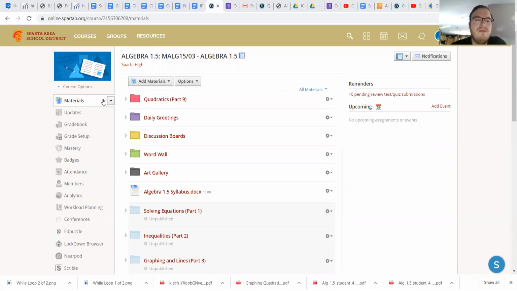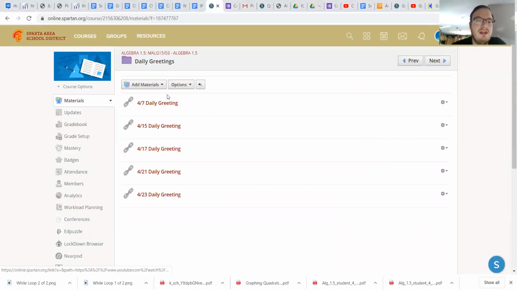Okay, so today, if you notice what I've done to my Schoology page, if you look at the top 3 folders, those will be the most important folders that you will be dealing with every single day. The red one tells you that that's going to be where the materials are for the day. The purple one is your daily greetings, where you'll see videos like this one from past days. So if you click on here, you can see all of the daily greetings from past days.